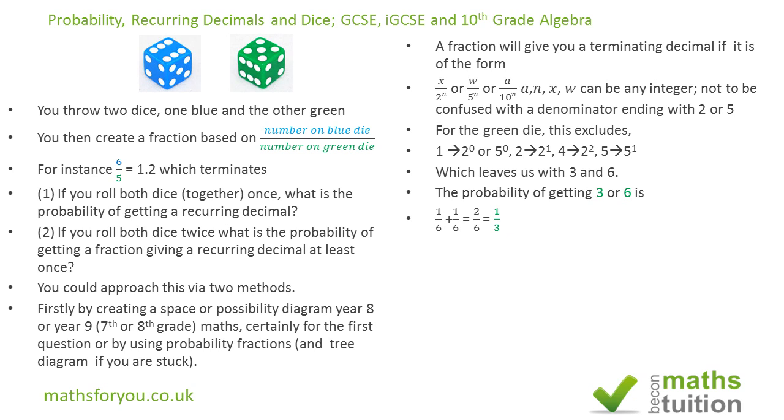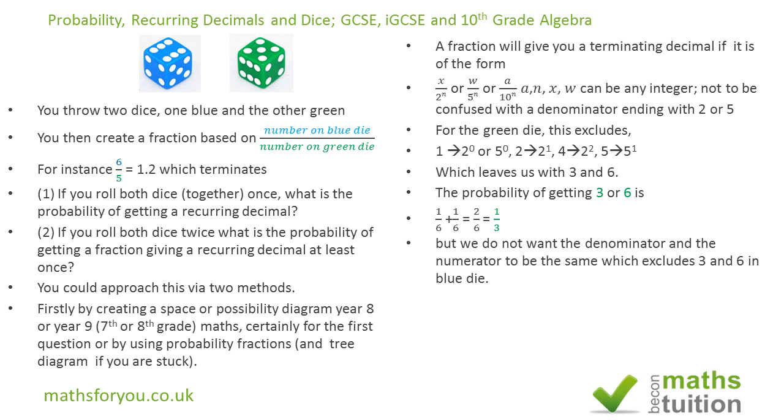Okay. Now, for the blue die, we don't need 3 because 3 over 3 will give us 1. 3 divided by 6 will give us a half, and a half is a terminating decimal. Or 6 divided by 6 will give us a 1, and 1 is a terminating decimal. So for the blue die, the numbers 3 and 6 are out. So we're now left with the numbers 1 or 2 or 4 or 5 for the blue die.